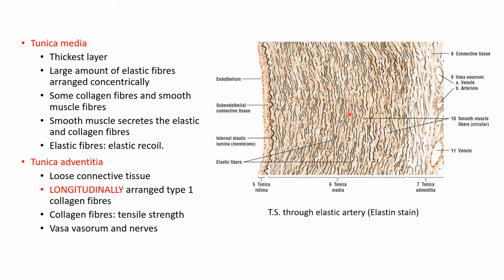Now, this layer is the thickest layer of the elastic artery. As you can see, the span of the tunica media. The number of layers of elastic fiber varies with age. In the young age, the layers are lesser in number, and in the adults, there may be as many as around 50 to 70 layers of elastic fiber arranged concentrically in the tunica media.